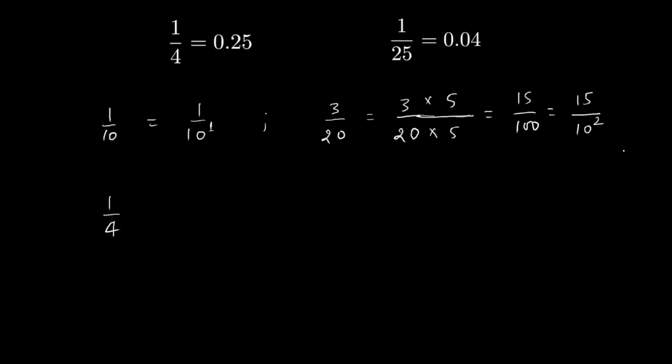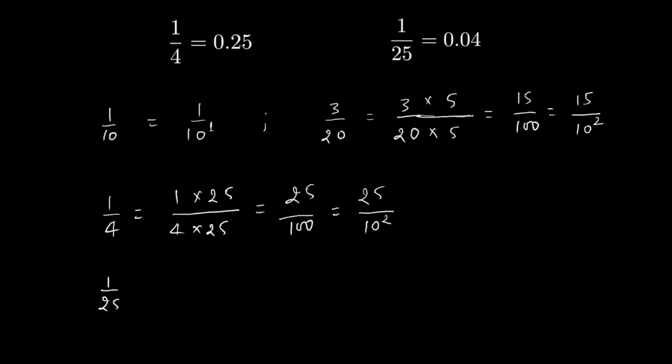Look at 1 over 4. Here we can multiply numerator and denominator by 25, and we have 25 over 100. Here too our denominator can be written as a power of 10. 1 over 25. Here we multiply by 4 both in numerator and denominator. We have 4 over 100, which is equal to 4 over 10 to the power 2. Here too our denominator can be written as a power of 10. Every terminating denominator can be scaled up to a power of 10.